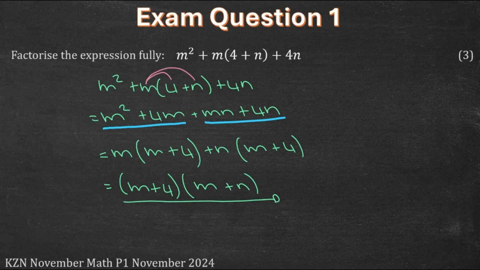Now this question is worth 3 marks. The first mark is for correctly expanding the bracket. The second mark is for correctly factorizing by grouping. So it's this. And the final mark is for the fully factorized answer.